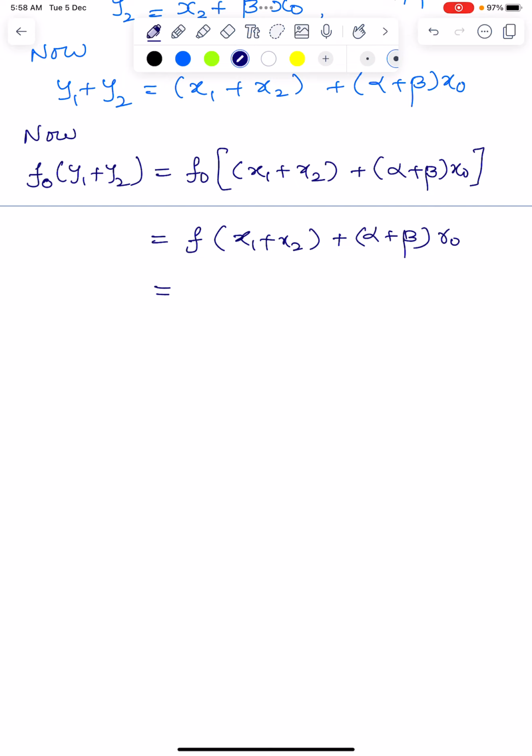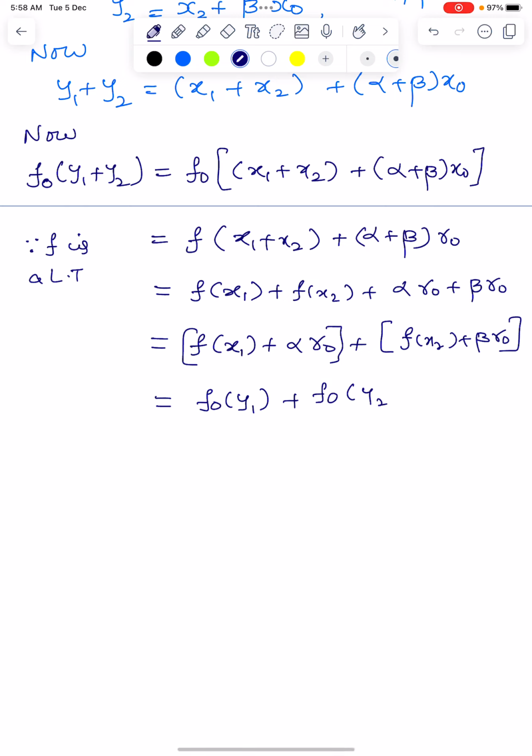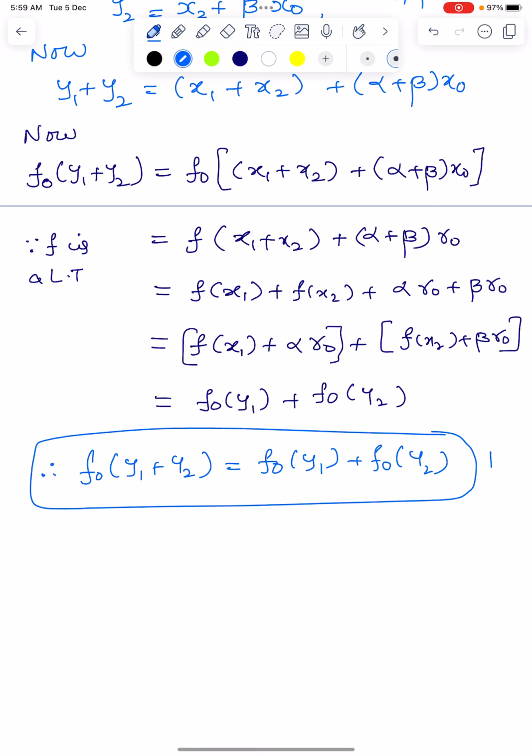Already we know that f is a linear transformation. So you can apply this property: f of x1 plus f of x2. And here it can be written as alpha r naught plus beta r naught. Now rewrite the terms: f of x1 plus alpha r naught, this is the first term, plus f of x2 plus beta r naught. Again applying the definition of f naught, the first term can be written as f naught of y1 and the second term as f naught of y2. Therefore, we conclude that f naught of y1 plus y2 equals f naught of y1 plus f naught of y2. Let it be equation number 1.